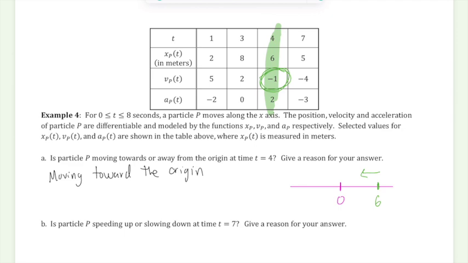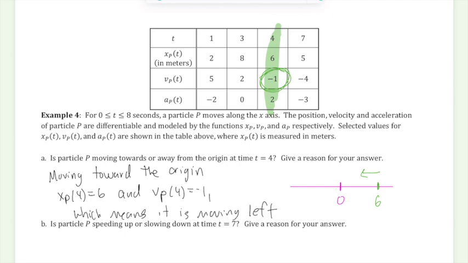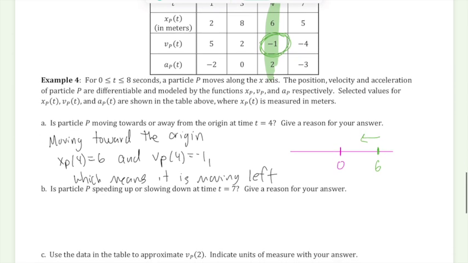And the way you would explain this, you would say the position at 4 is equal to 6, and the velocity at 4 is -1, which means it's moving left. Again, I don't know if I said that correctly. Positive means you're moving to the right. Negative means you're moving to the left. So there you go. Part B.